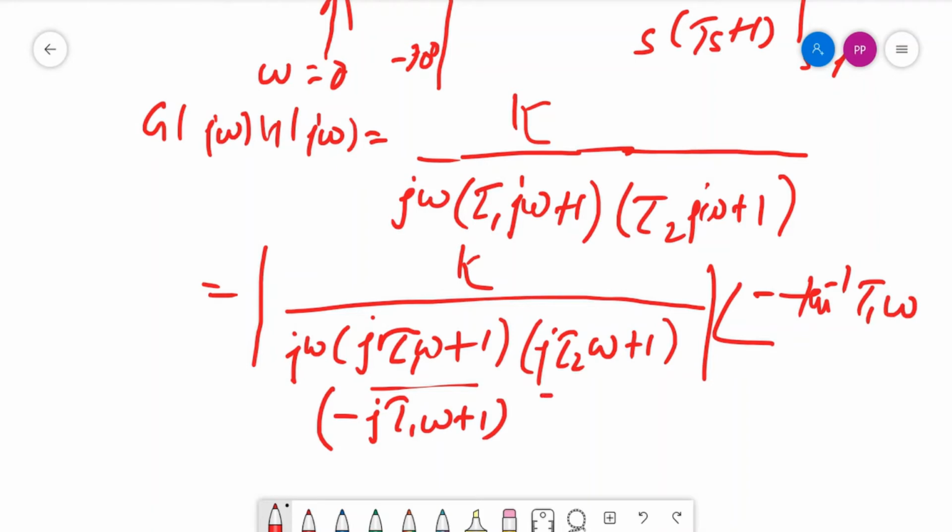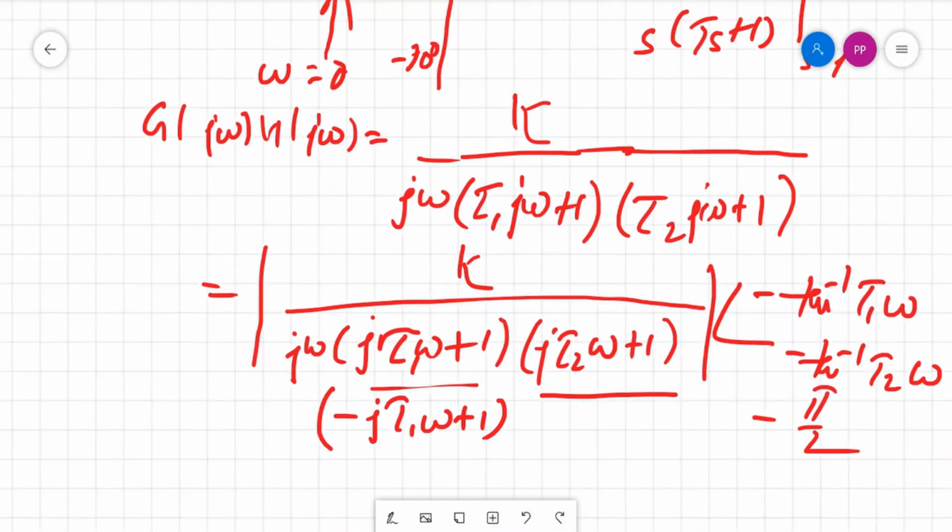Similarly for the second one, that is actually the third factor, it will be minus tan inverse tau 2 omega, and the first term, 1 by j omega, will naturally become minus pi by 2. So that is how the phase angle can be determined.